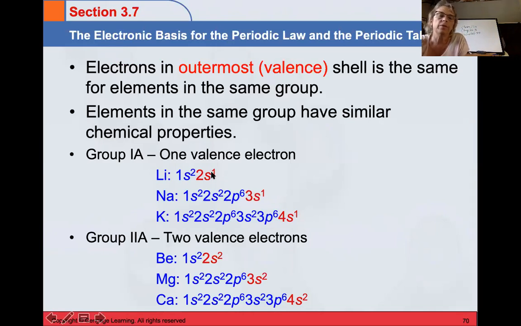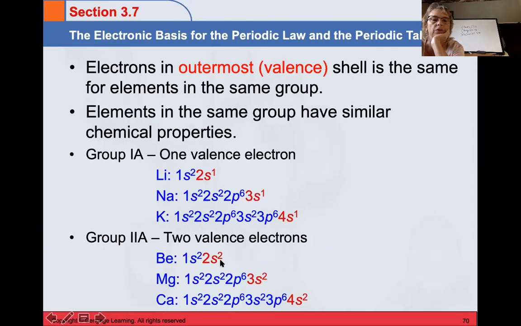So we know that for lithium, we have a single electron in the 2s shell. And now we've built the electron configuration for sodium, and we can see that it has a single electron in the 3s shell. If we kept going in the 4th period and built the electron configuration for potassium, we would see that potassium has a single electron in its valence or outermost shell.